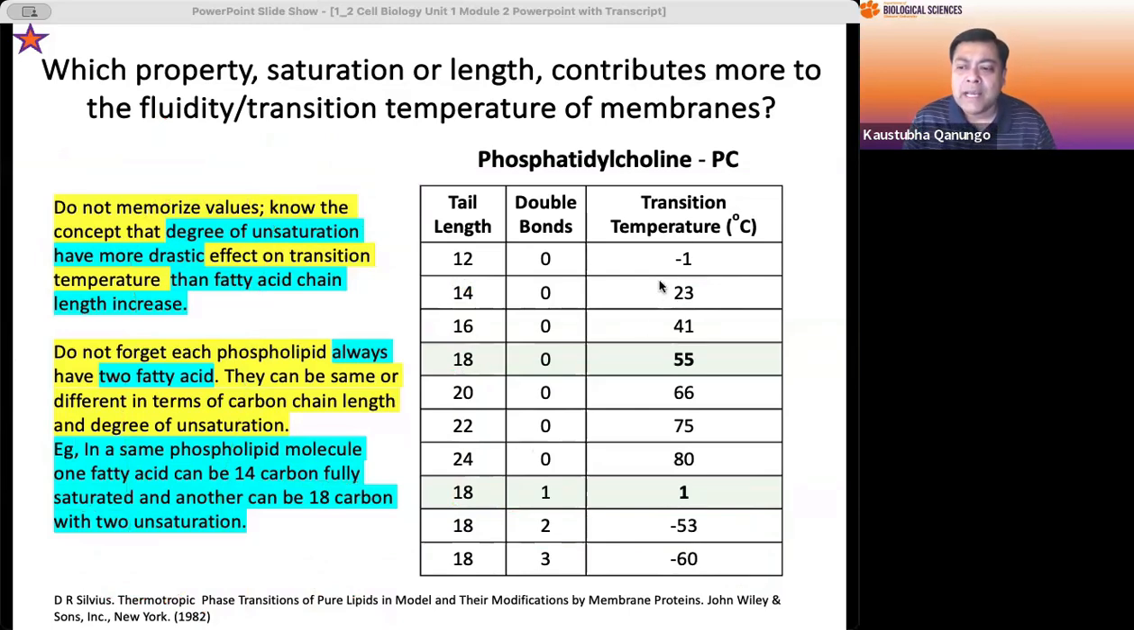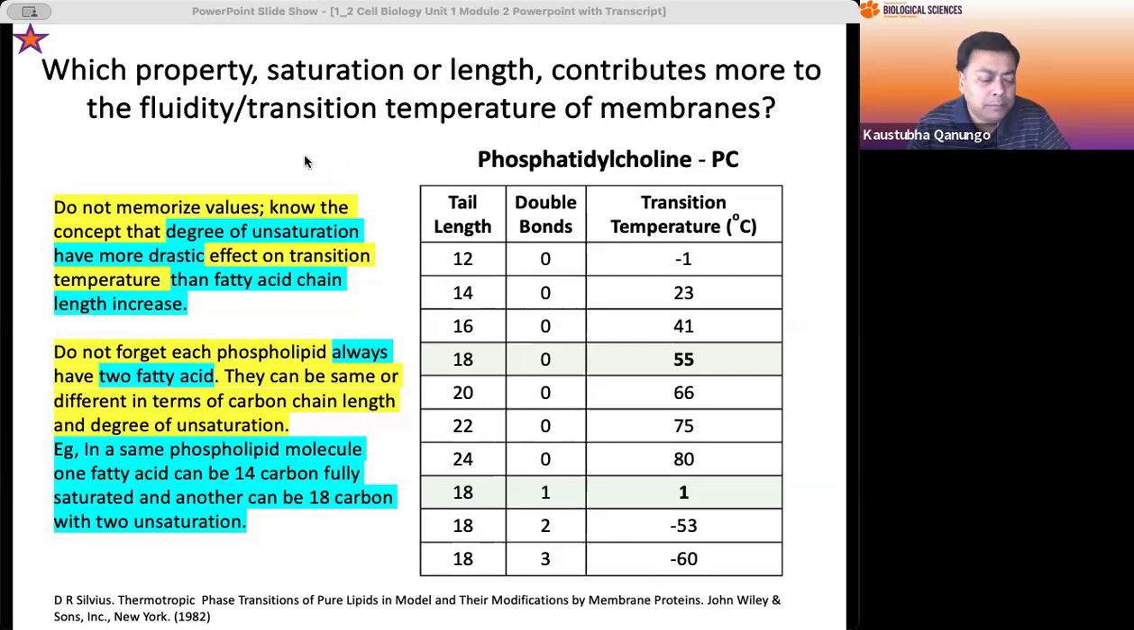And again, remember that these numbers don't mean anything. You do not have to memorize those. Just remember that the degree of unsaturation has the most drastic effect compared to the length of the carbon chain. And based on that, you can predict which will have a higher or lower transition temperature.